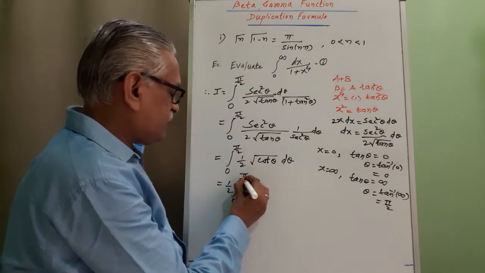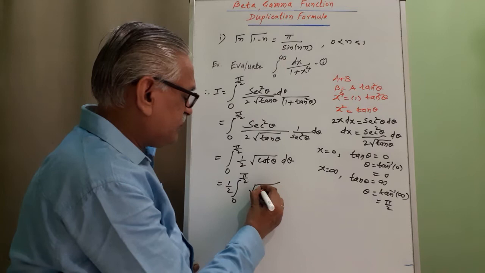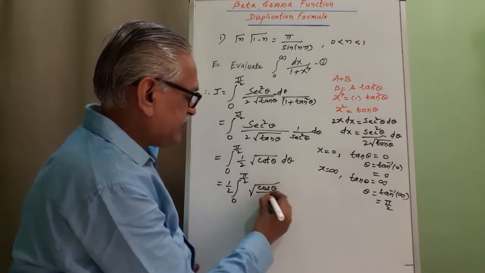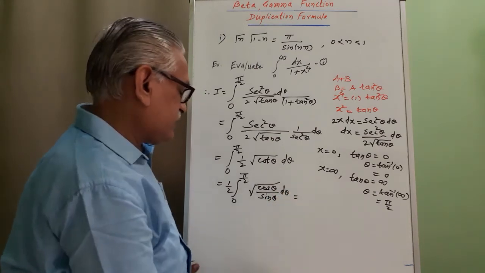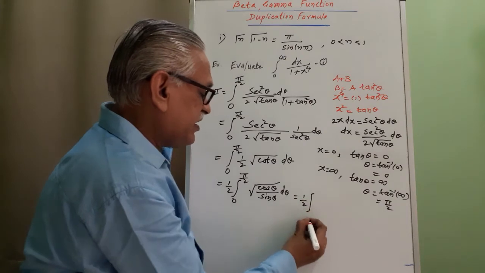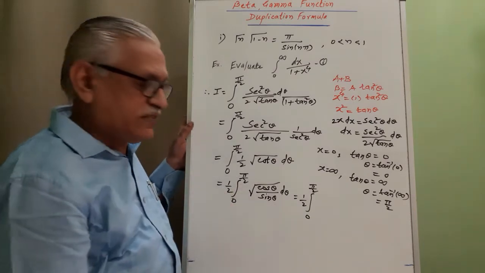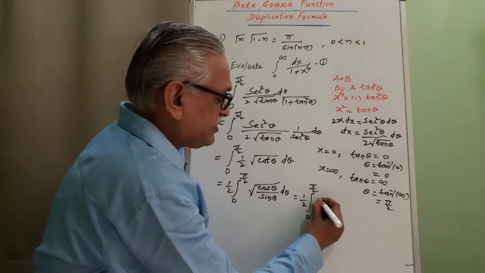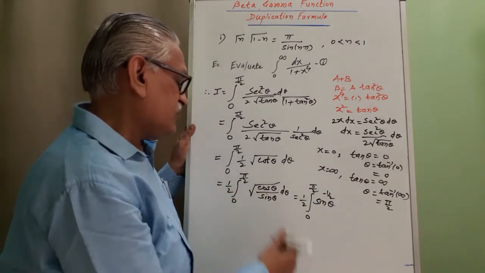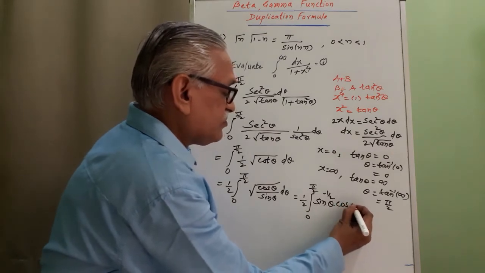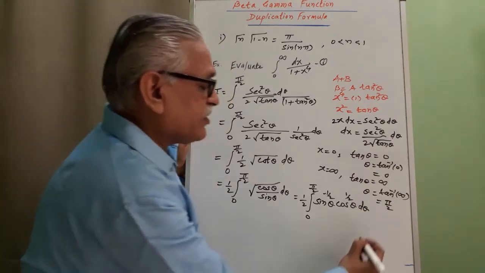1 by 2 times the integration from 0 to pi by 2 of root of cos theta by sine theta d theta. That is equal to 1 by 2 times the integral from 0 to pi by 2 of sine theta raised to minus 1 by 2, transferred to the numerator, into cos theta raised to 1 by 2 d theta. We call this equation 2.